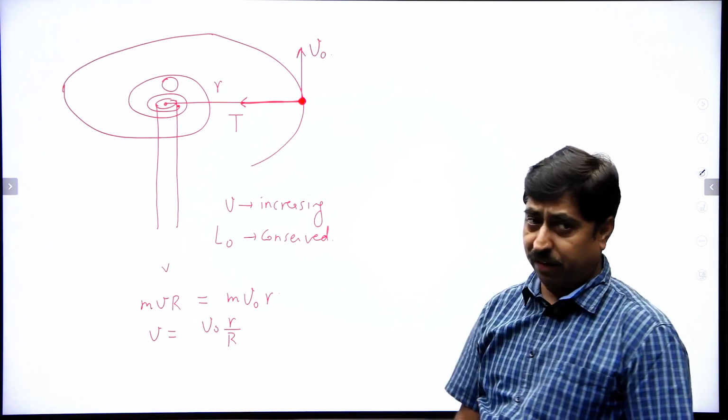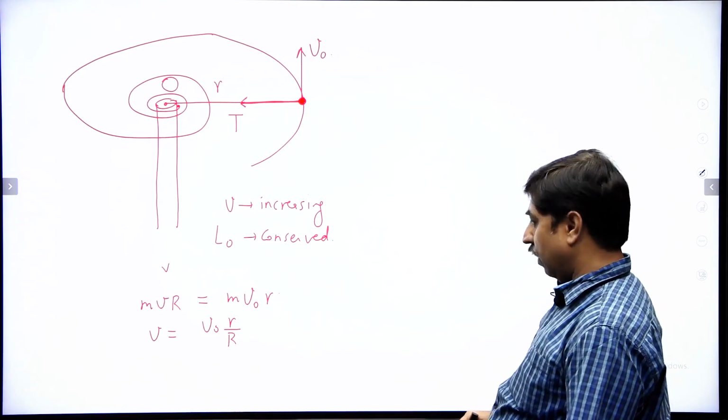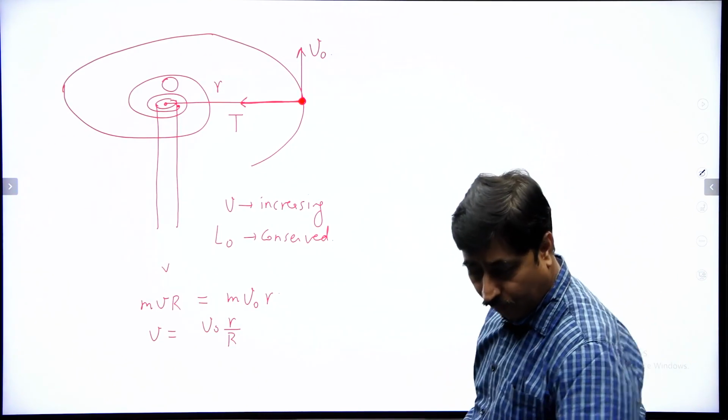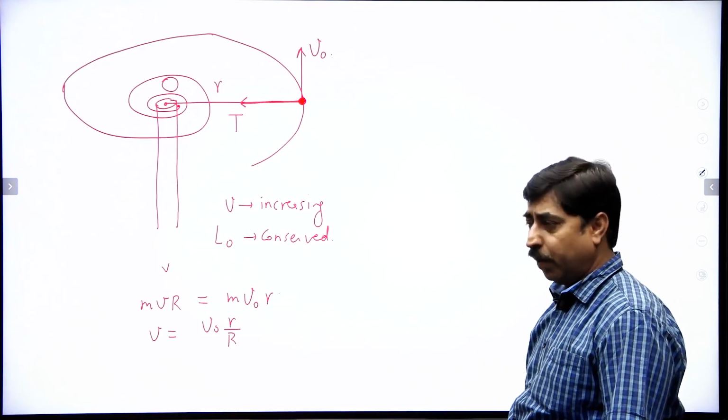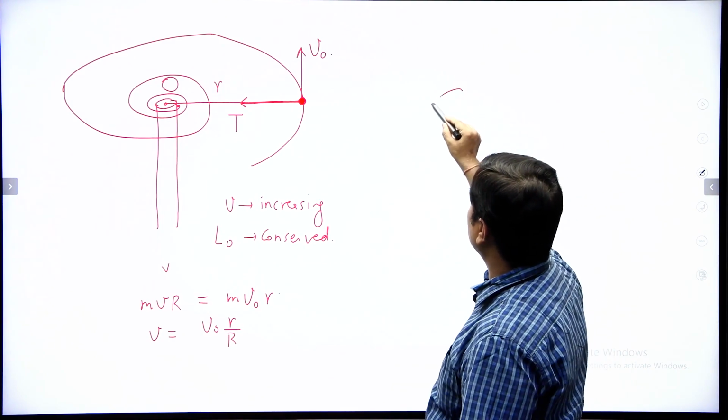In the second case, I will just draw this. I am just drawing the cross section, okay, of the pipe. This is the cross section of the pipe.